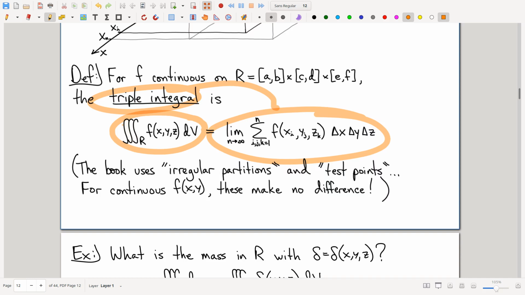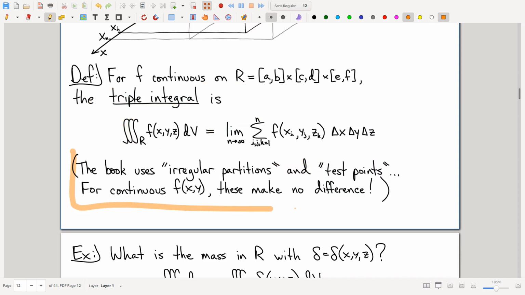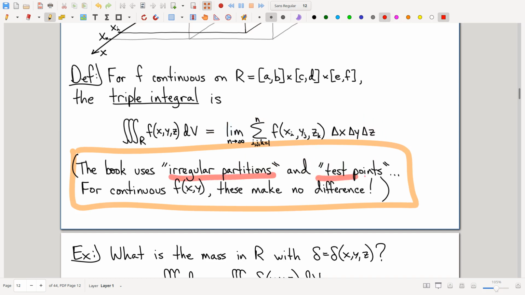Okay. All right. So as with double integrals, the book goes deeper. Then we're going to go irregular partitions and test points. Very important if you're doing real analysis. That's not what we're doing. We are more interested in applications and problem solving and how to see it and how to visualize it and stuff like that. So all these points of rigor relevant to a real analysis class, we're not going to worry about at all. You don't have any responsibility to read that part of the book.